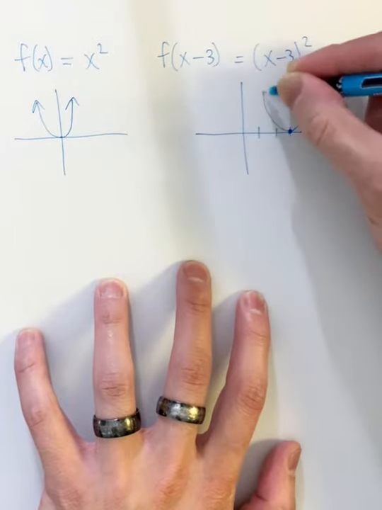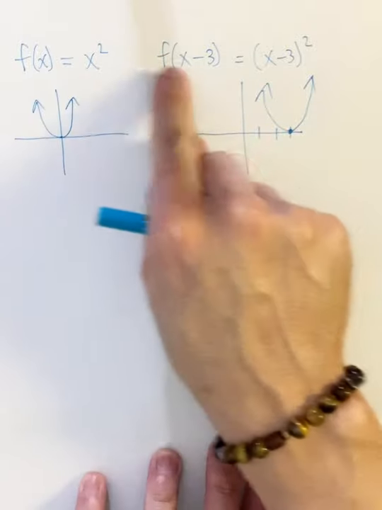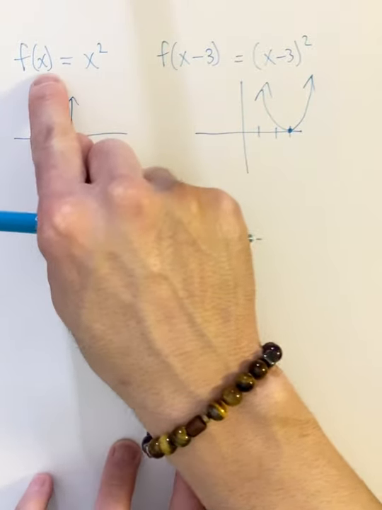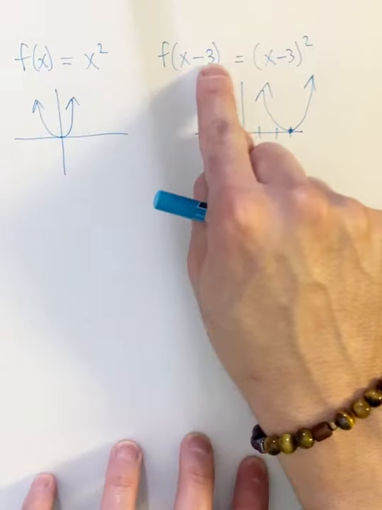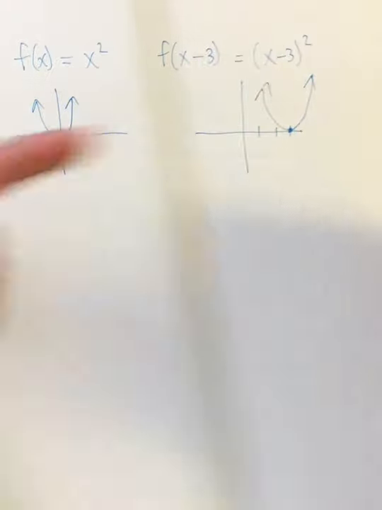Something like that here. It's the same shape, but it's been moved 3 spaces to the right. If you compare this with that, f of x is the original. F of x minus 3, you're taking the original function and you're moving it 3 spaces to the right.